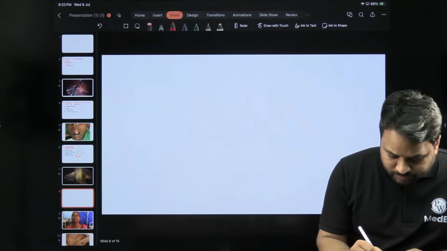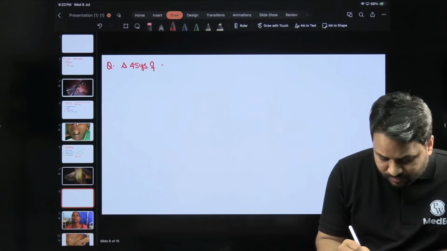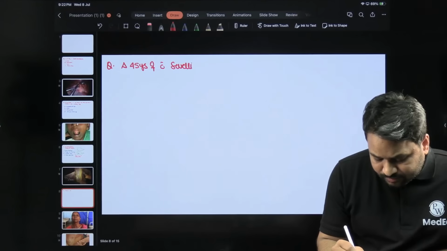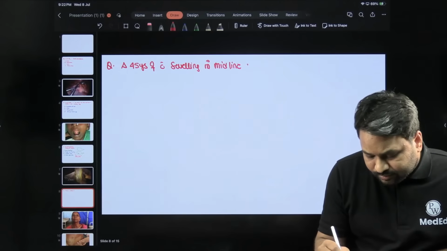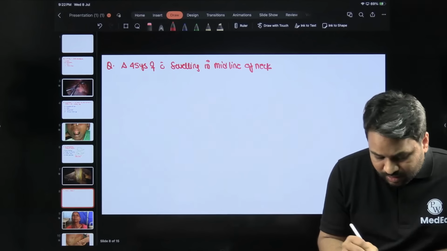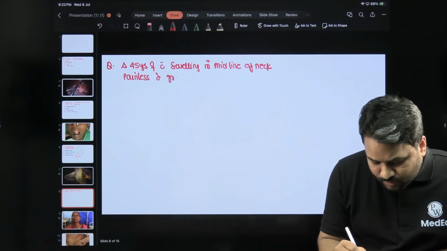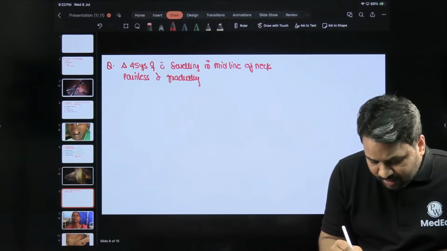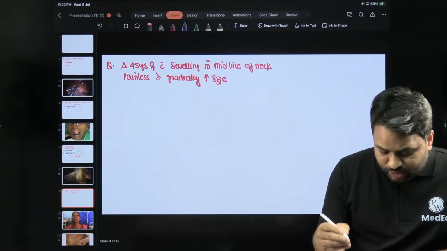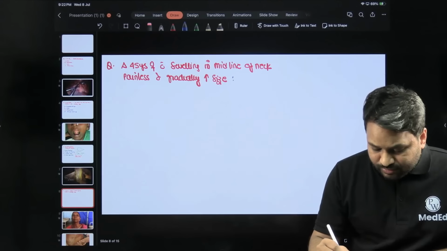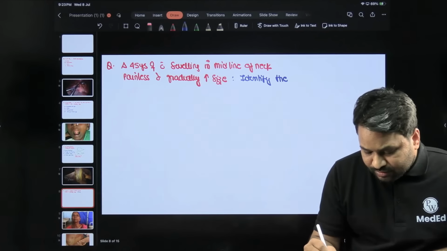Now, in the next question, I have a 45-year-old female with swelling in the midline of the neck. It is painless and gradually increasing in size. Now the video demonstration is given. You have to identify the condition.